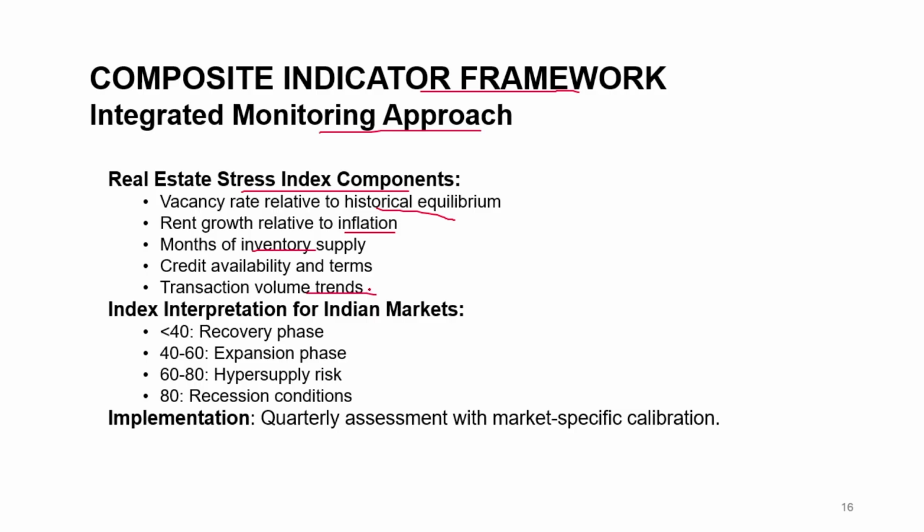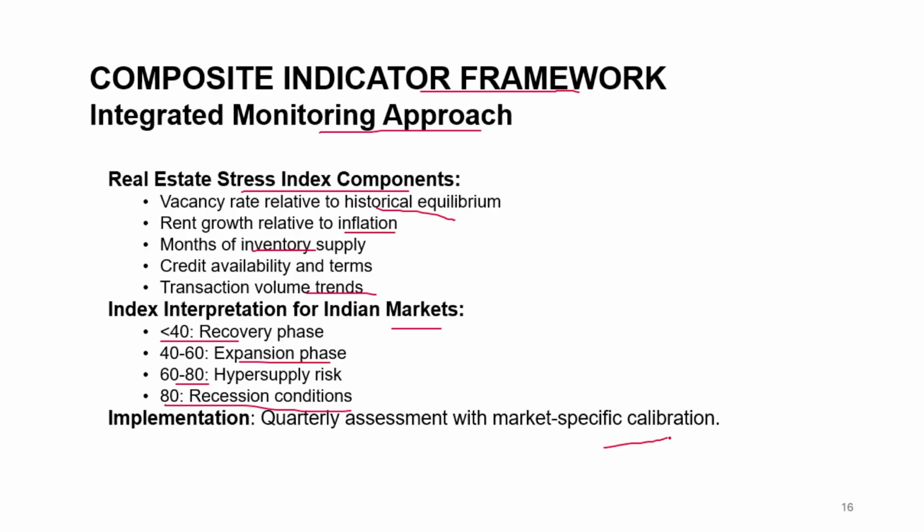Then we have index interpretation for Indian markets, right? So it provides quantitative thresholds. Below 40 is your recovery phase, 40 to 60 is your expansion phase, hyper supply risk is 60 to 80, and 80 indicates recessionary conditions, right? So that is there. Then implementation requires quarterly assessment with market specific calibration. Each market has a different equilibrium level and volatility pattern.